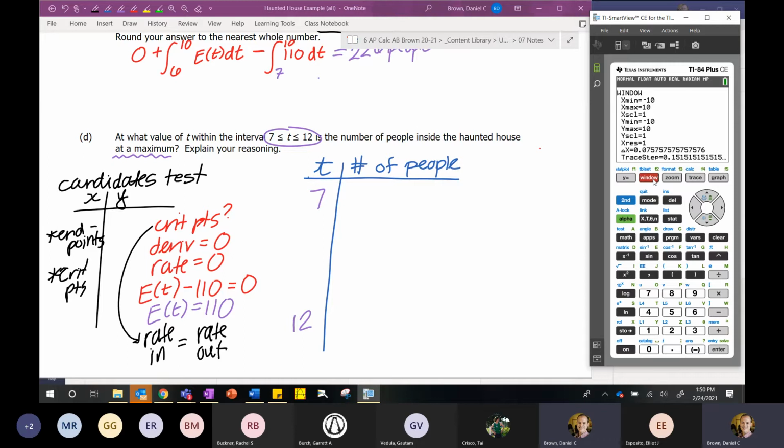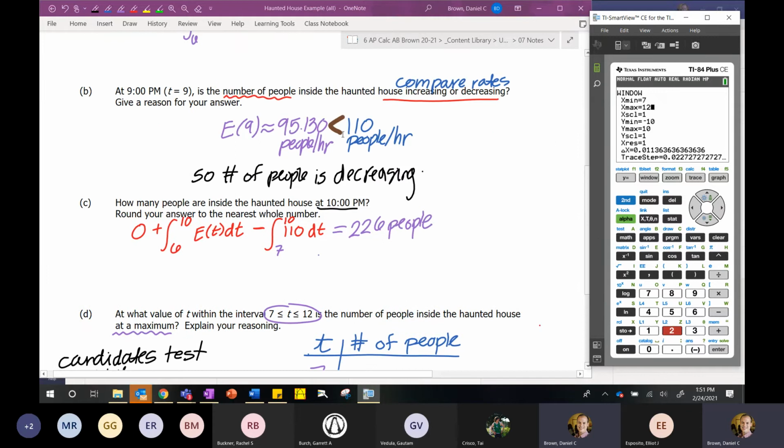I like changing my window to fit exactly what I need to see. I only care about the interval from 7 to 12, so I'm going to change my X minimum to 7 and my X maximum to 12. I don't care what's happening before or after that. For my Y min and Y max, in part B we know that E of 9 was 95 and the other rate is 110, so I need to go to at least 110. I'm going to type in something big, and I can always change it later. I don't know, 200 feels like a good number to try. And then instead of hitting zoom 6, I'll just hit graph.